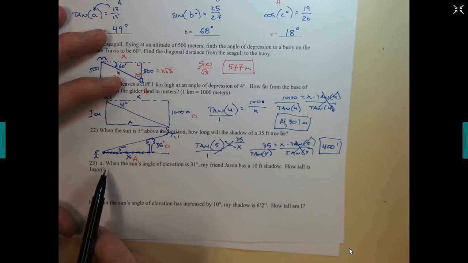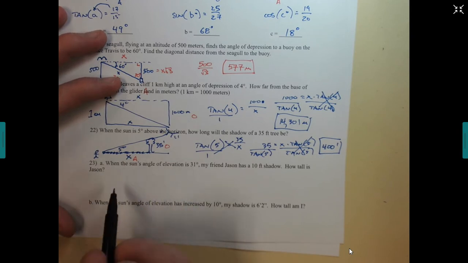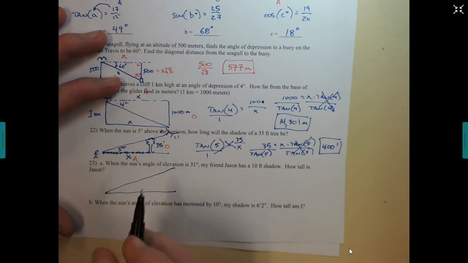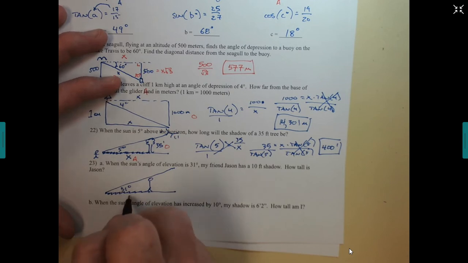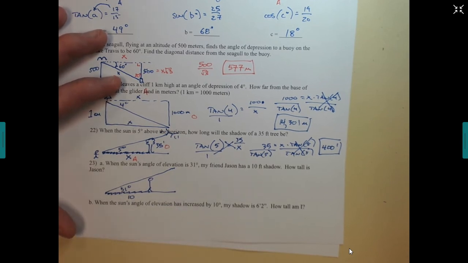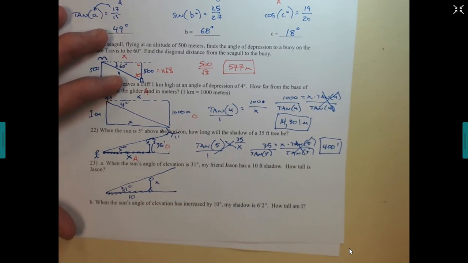And then it says when the sun's angle of elevation is 31 degrees. Again, I'm doing the same kind of sun problem. My friend Jason is standing somewhere. Jason's got a shadow of 10 feet. How tall is Jason? There's my problem.